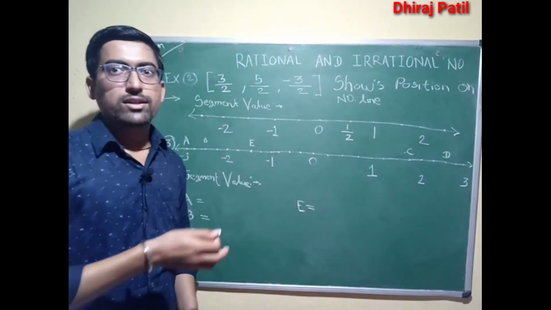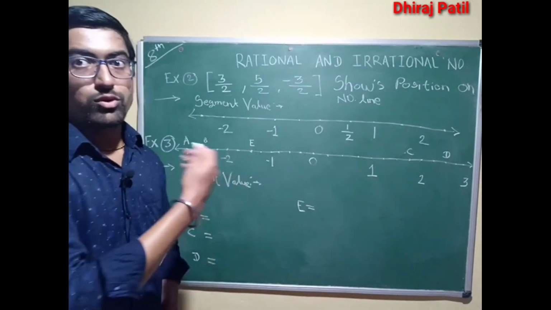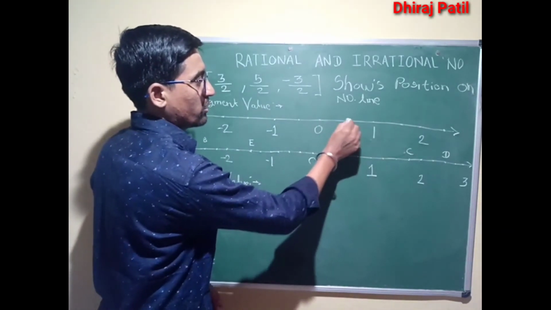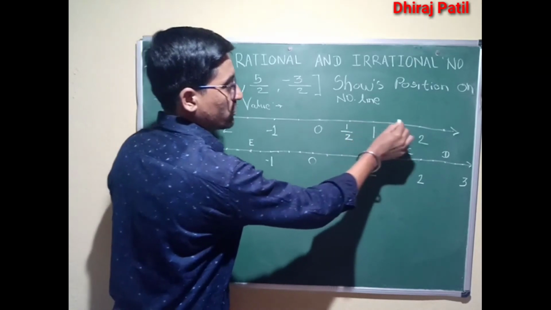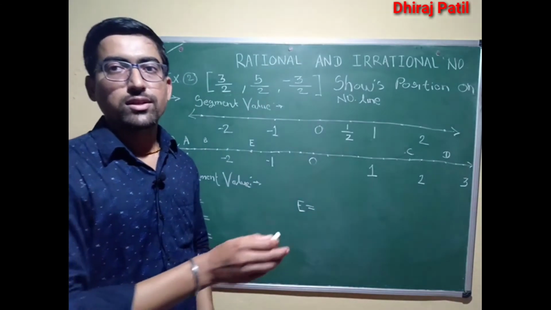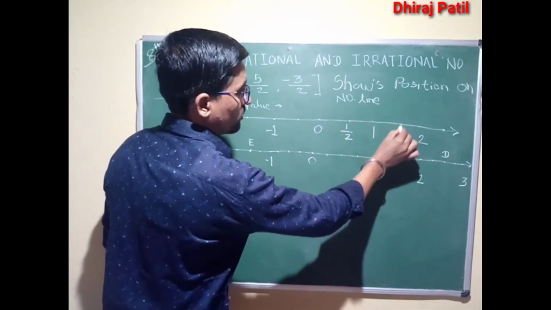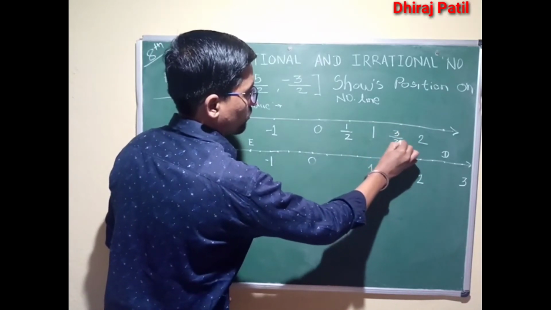Now, in the same way, I have to show the position of 3 by 2. I calculate from 0. This is our one segment, this is 1 by 2, this is the second one, and this is the third one. So the position of 3 by 2 is here: first one, second one, third one. So this is our 3 by 2.